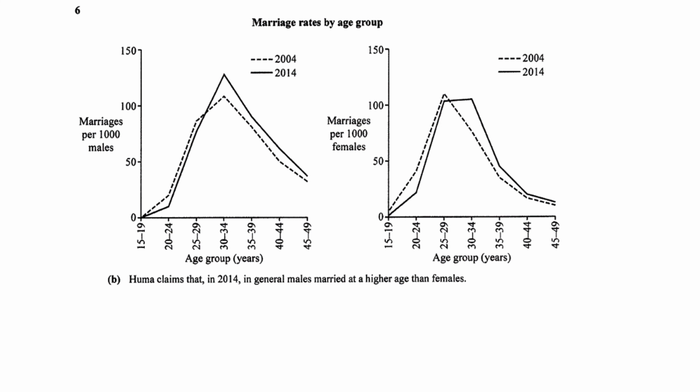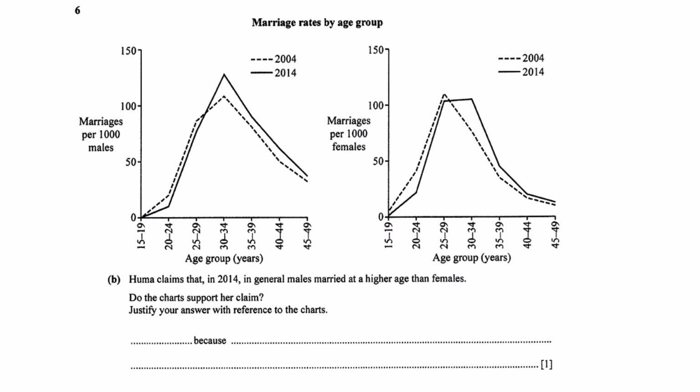B. Huma claims that in 2014, in general, males married at a higher age than females. Do the charts support her claim? Justify your answer with reference to the charts. 1 mark. So we look at these two diagrams. This is the peak for 2014, and the age range is about 30 to 34 years.